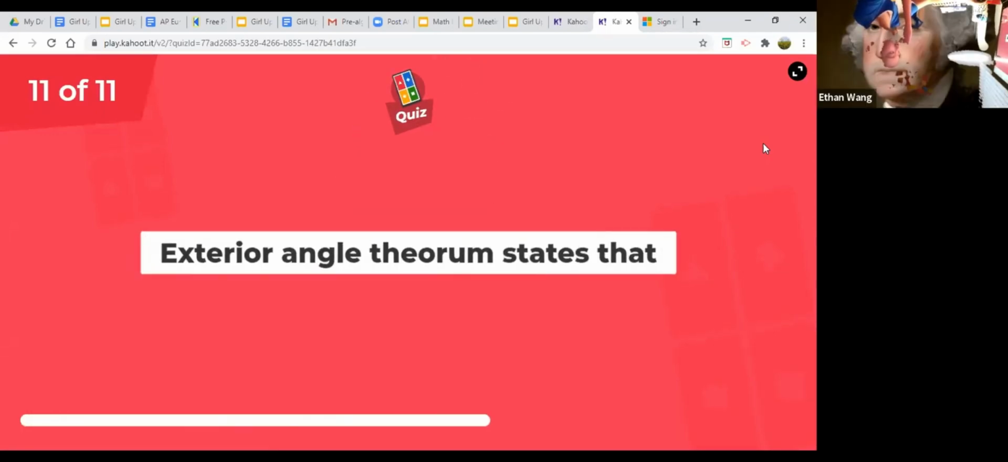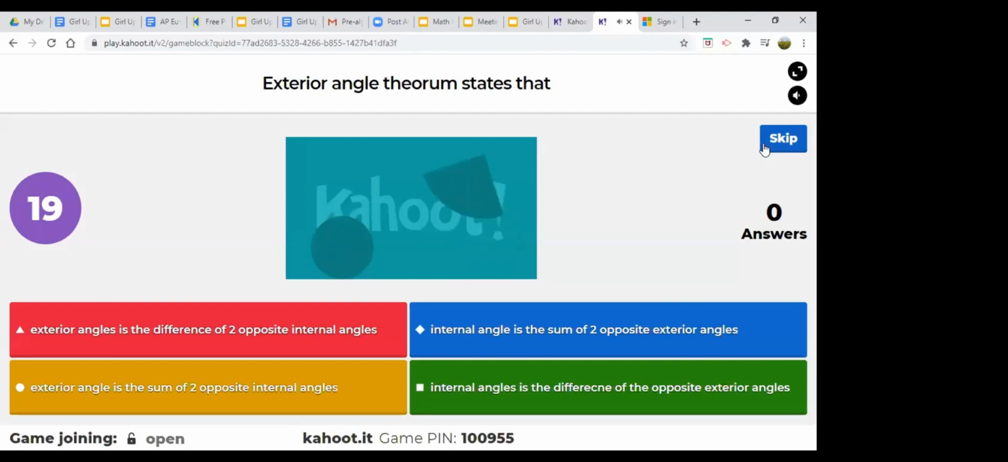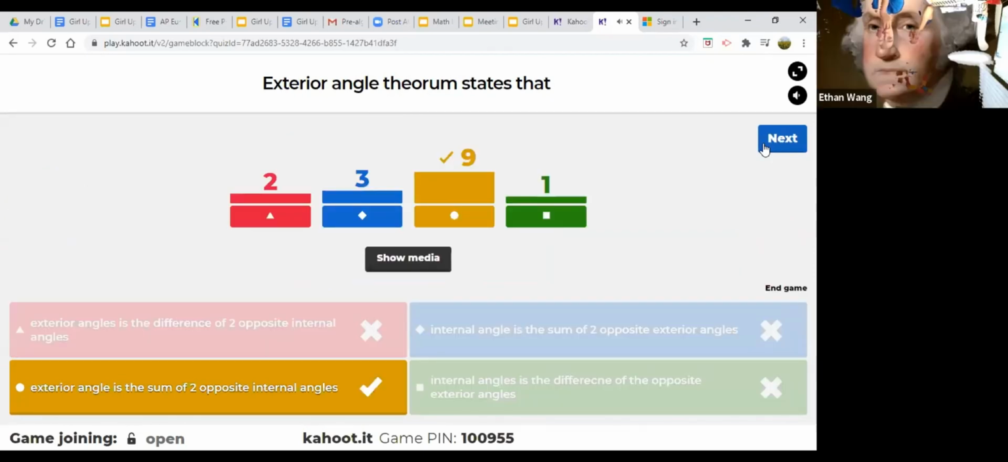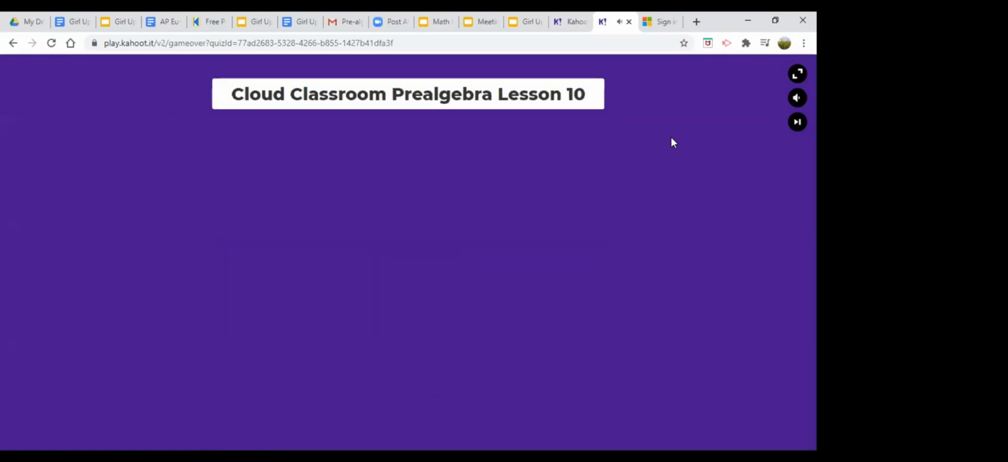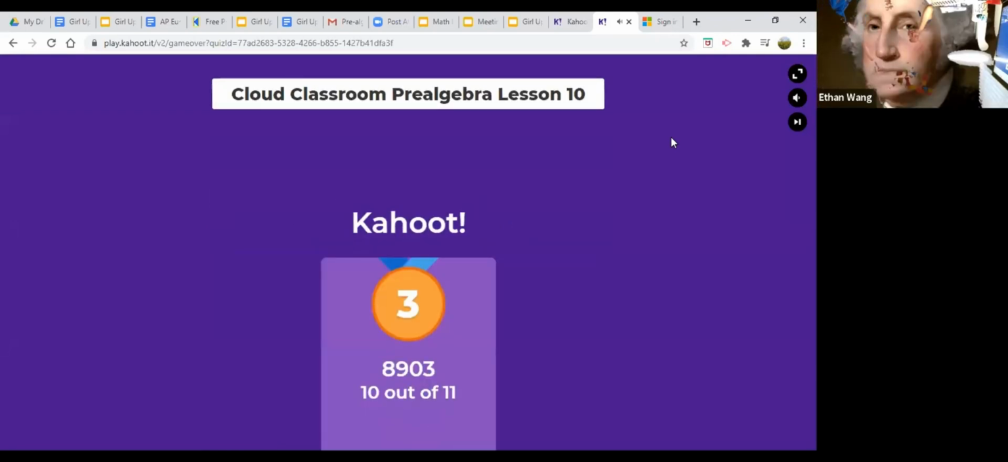Exterior angle theorem states that... Ooh. This is when I become dead. Oh, you should guess, Lauren. I don't know. I just guess. Ooh, you got it right. I got blown. I'm still first place. All right.